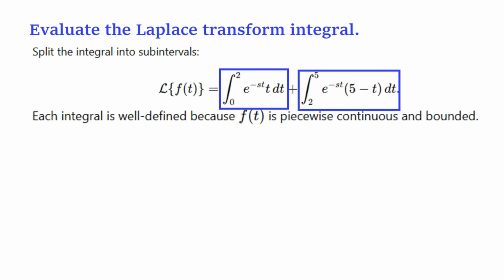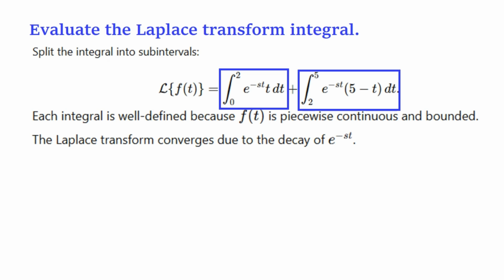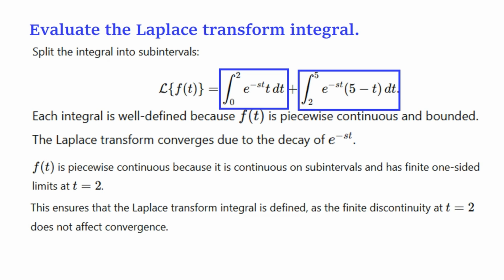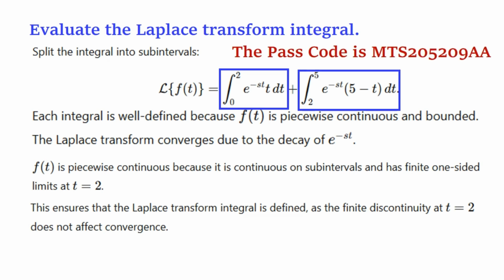But the most important thing now is that the Laplace transform converges due to the decay of e to the minus st. Don't forget that the minus in the power of the exponential will make it decrease. Also recall that f of t is piecewise continuous because it's continuous on each subinterval, and it has a finite one-sided limit at t equals 2. This ensures that the Laplace transform integral is defined at the finite discontinuity at t equals 2 and does not affect the convergence. Thus we can conclude that the piecewise continuous function has a Laplace transform.